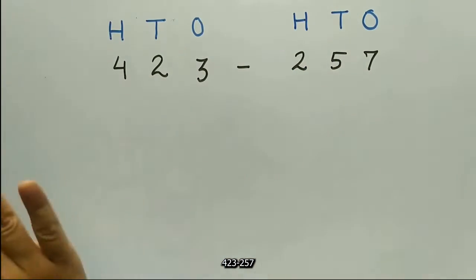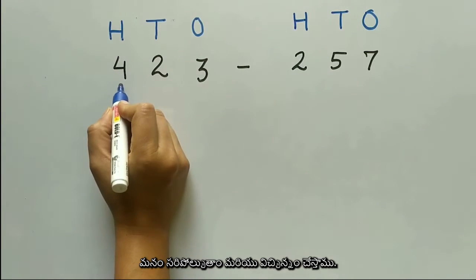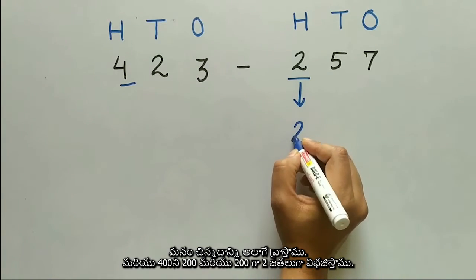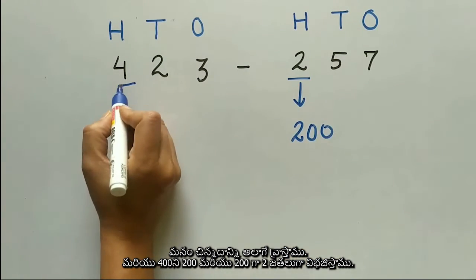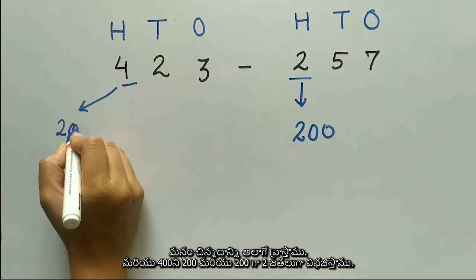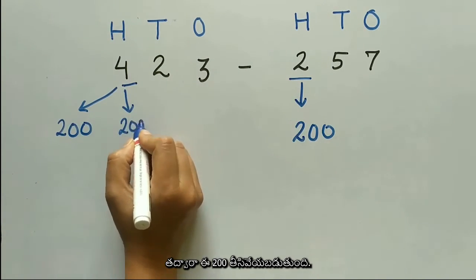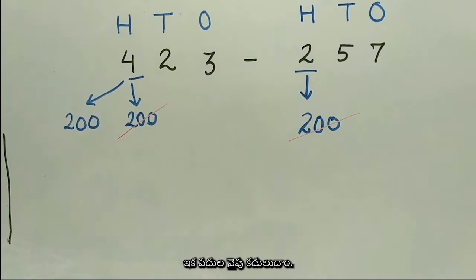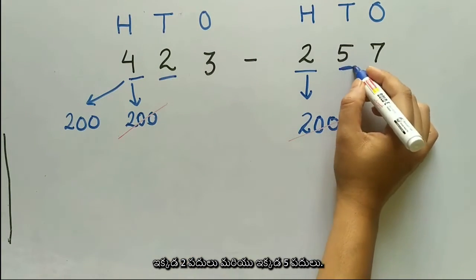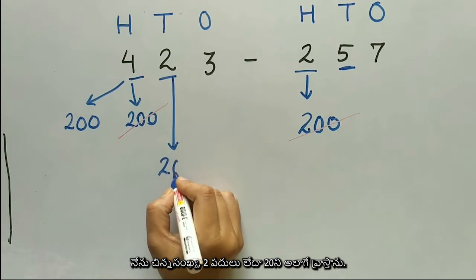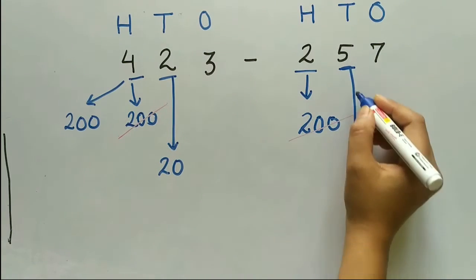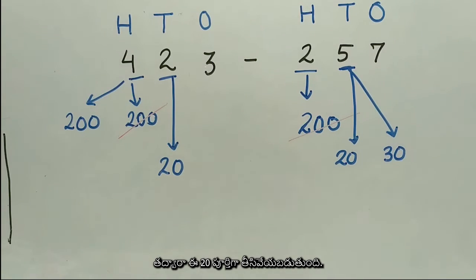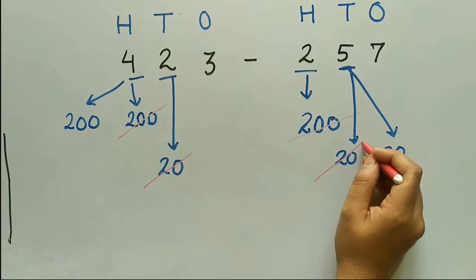423 minus 257. Same method. We are going to compare and break. How many hundreds? 4 here and 2 here. We write the smaller one as it is. And let's break 400 into 2 parts with 200 and 200, so that this 200 gets subtracted. Easy? Let's move to tens. 2 tens and here 5 tens. I write the smaller one, 2 tens or 20, as it is and break 5 tens into 30 and 20, so that these 20 get subtracted fully.